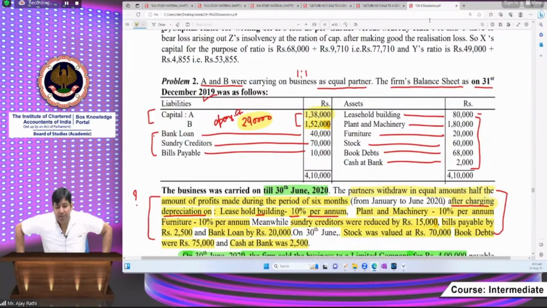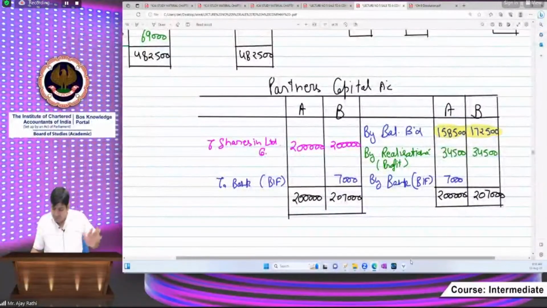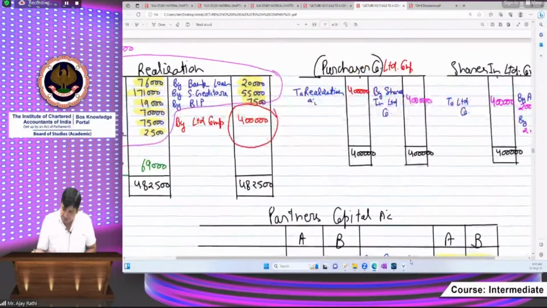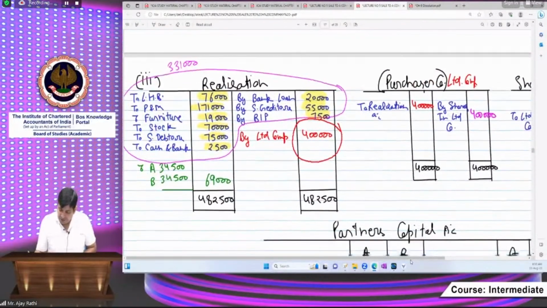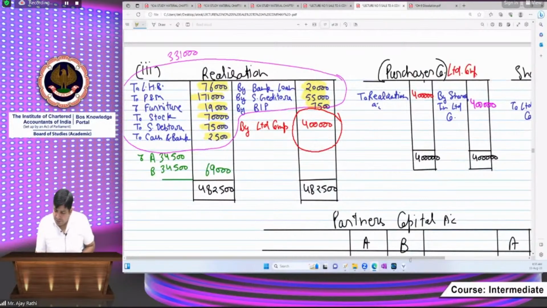Step number first, transfer the taken over assets and liabilities to realization account. Step number two, transfer owners' related accounts to owners' account. We have shifted. Now step number three, and what is that? PC must be due. The purchaser company account debit to realization account. Beta, you will also open a purchaser company account. You will also post the corresponding entry there to realization account. Step number three, PC must be due.